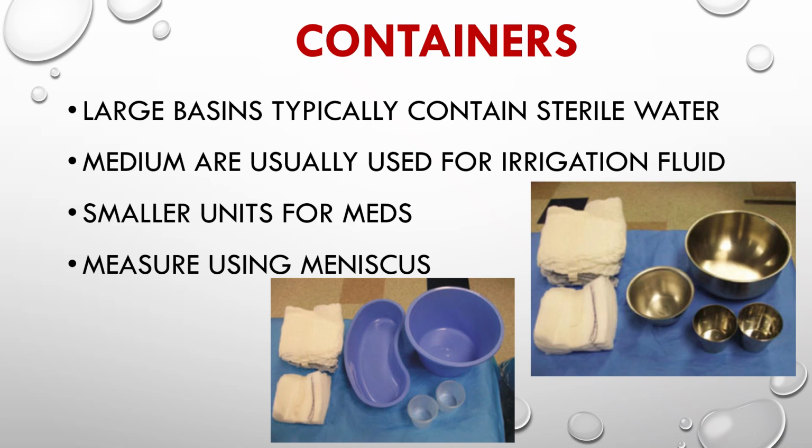Now it's important to measure using the meniscus, and I'll try to draw this. But if we have, say, some type of cup that I just drew, whenever you pour solution in, it doesn't go straight across. Instead, it kind of is concave like this. So whenever you hold it up at eye level, it's going to look more like this U shape. So the meniscus is right at the bottom.